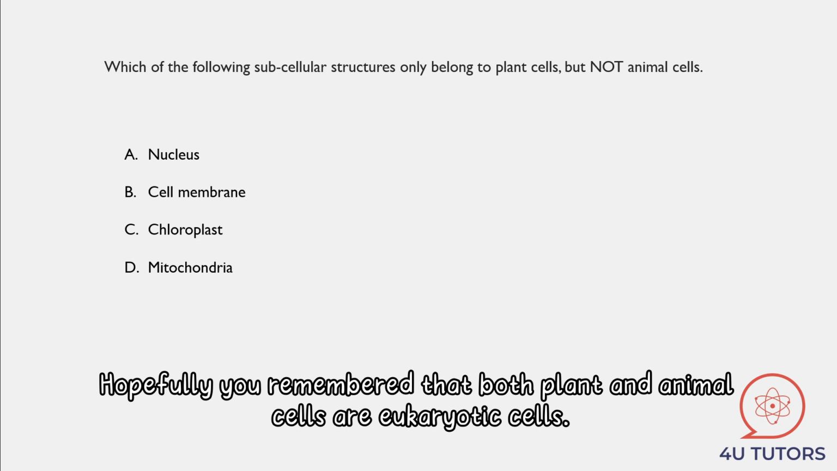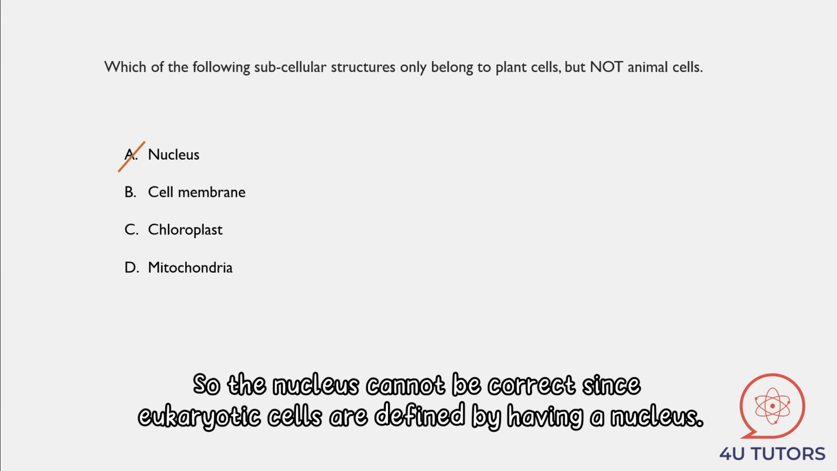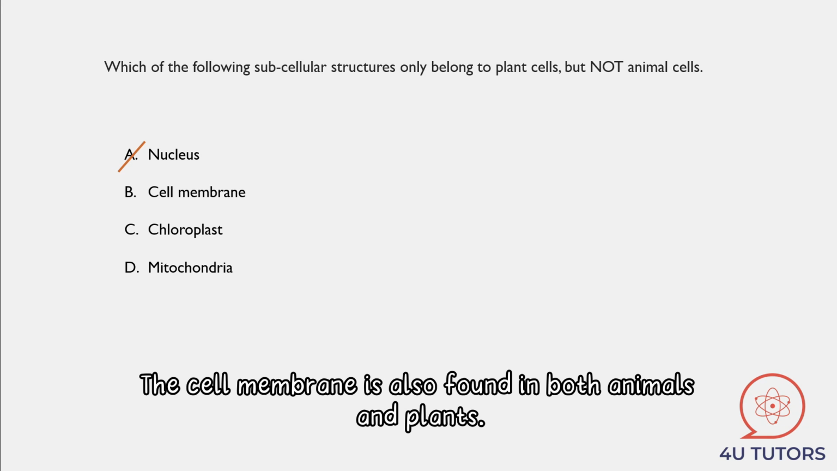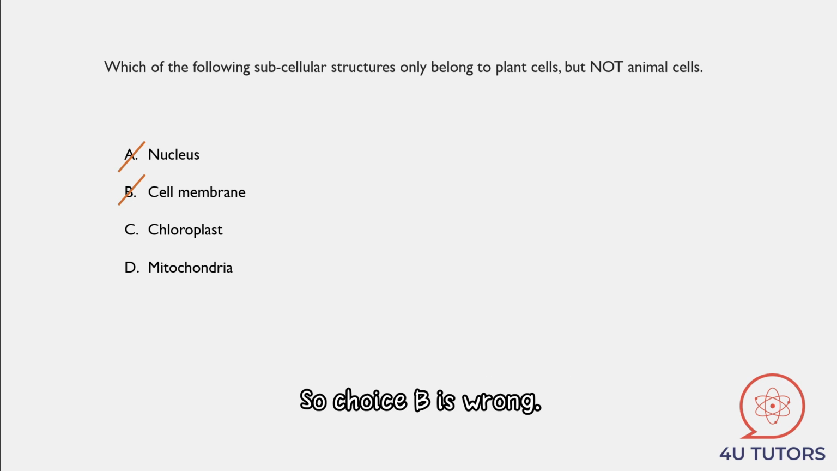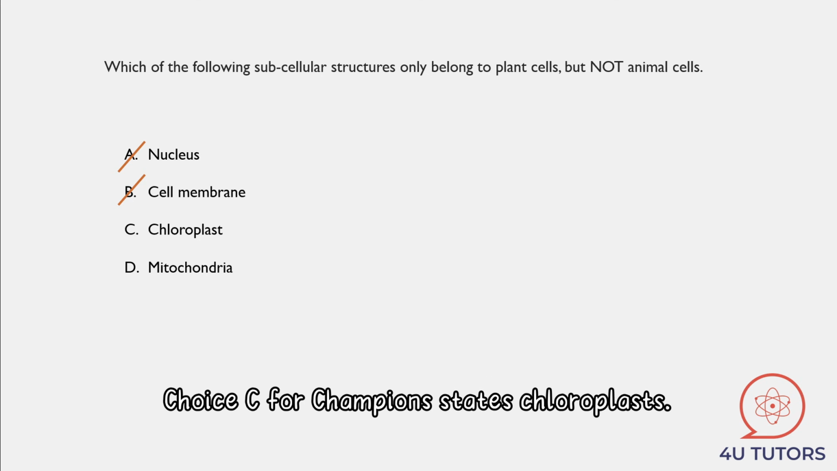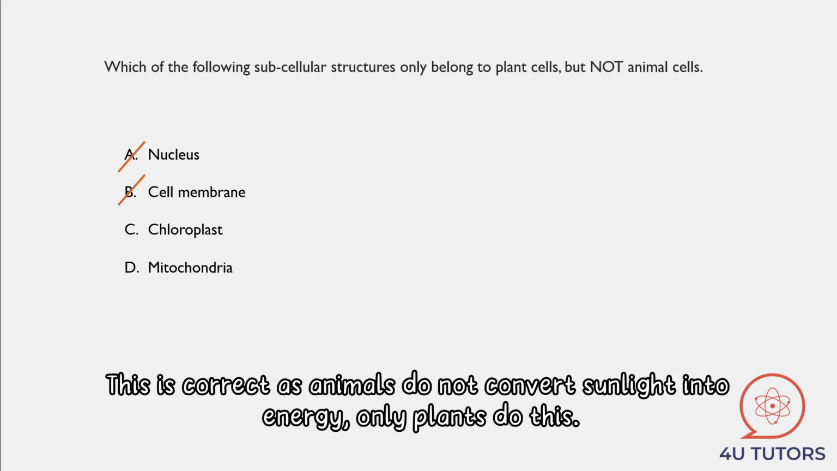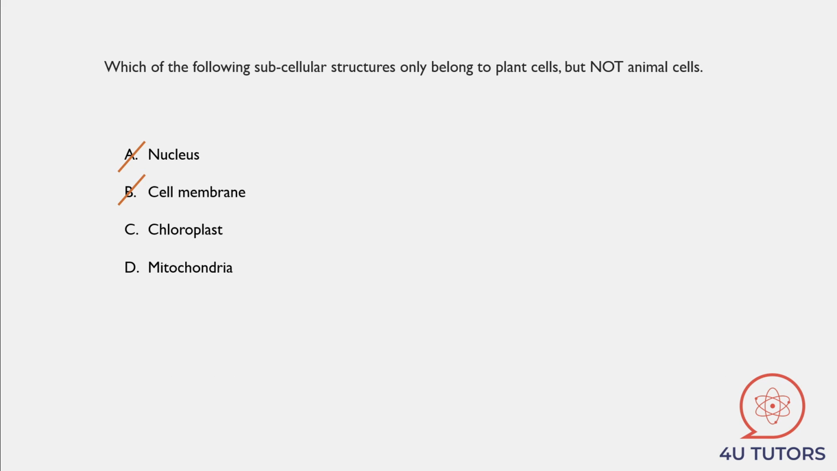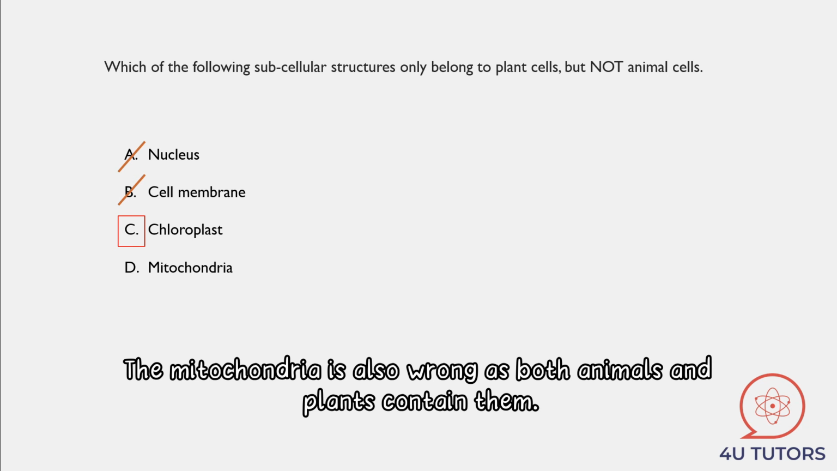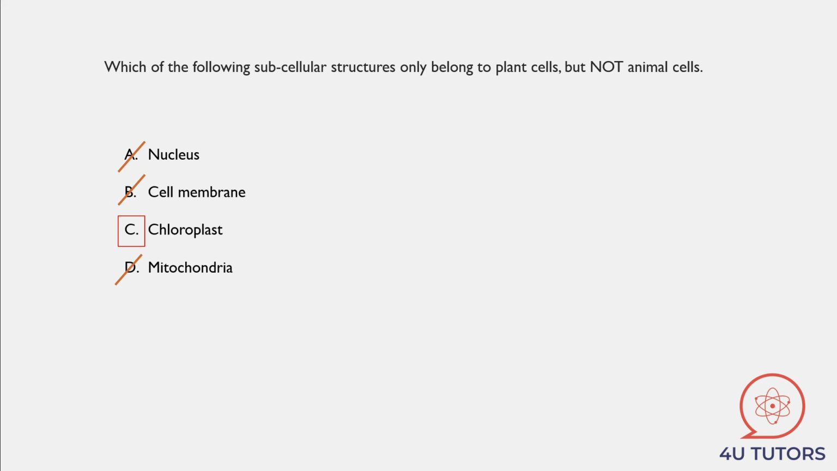Hopefully you remembered that both plant and animal cells are eukaryotic cells, so the nucleus cannot be correct, since eukaryotic cells are defined by having a nucleus. The cell membrane is also found in both animals and plants, so choice B is also wrong. Choice C for champion states the chloroplast. This one is correct as animals do not convert sunlight into energy, only plants do this. Confirm it and grab it. The mitochondria is also wrong, as both animals and plants contain them.